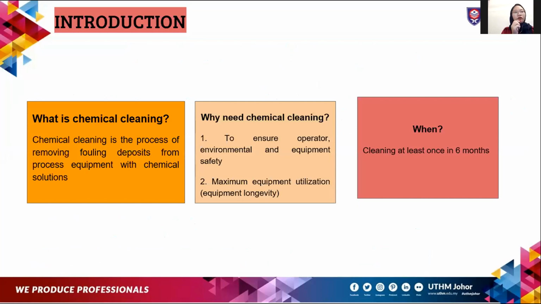For the introduction of chemical cleaning: chemical cleaning is the process of removing fouling deposits from process equipment with a chemical solution. Chemical cleaning uses chemicals to remove various types of scaling, sludge, and deposits by using the properties of reactant and solvent for the purpose of dissolution.